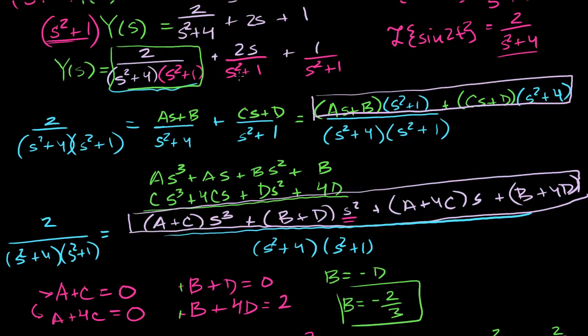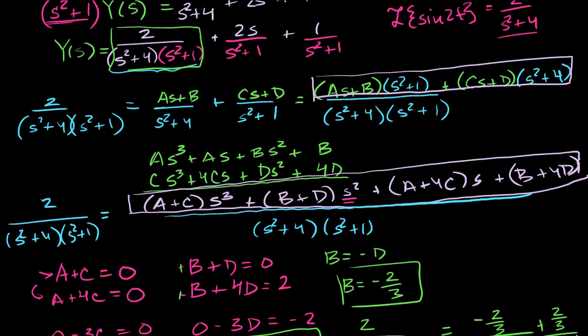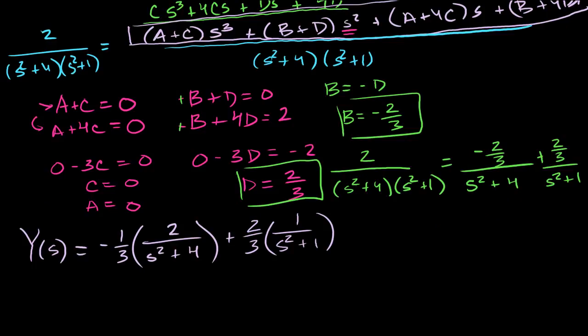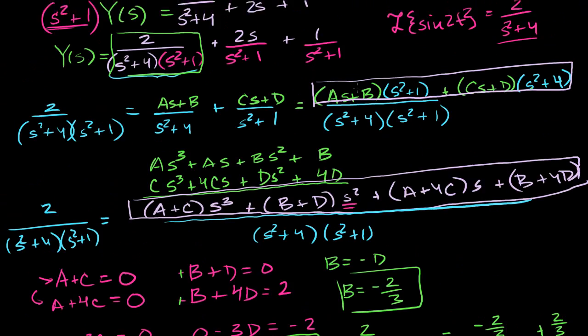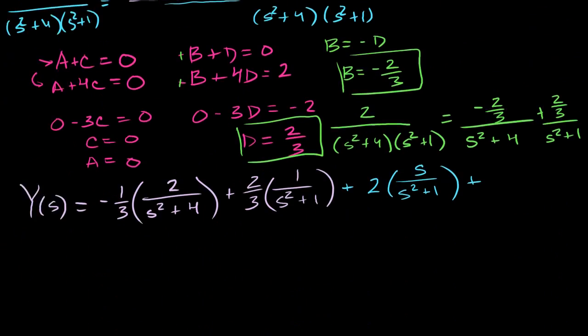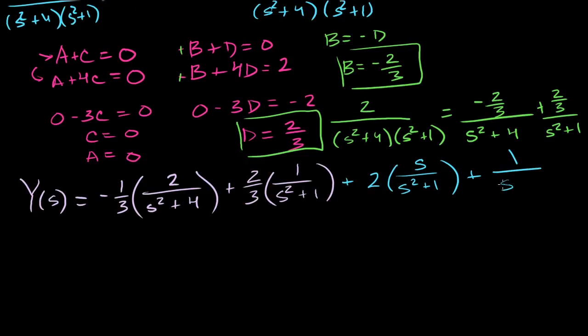I have 2s over s squared plus 1. So let me write that down. So plus 2 times s over s squared plus 1 plus, last one, plus 1 over s squared plus 1. Now, we just take the inverse Laplace transform of the whole thing, and then we'll know what y is.